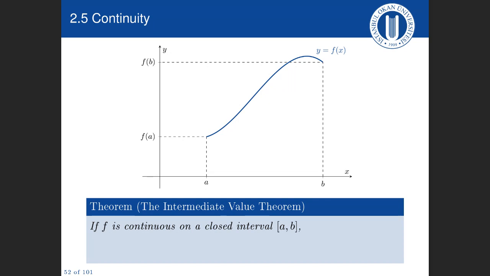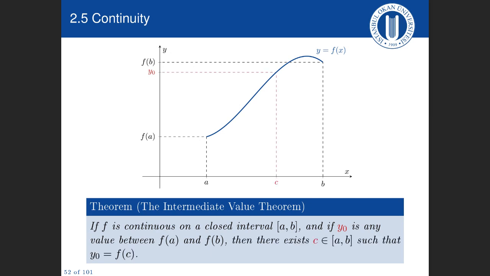And now let's continue. I want to talk about a famous theorem called the intermediate value theorem. First, let's suppose that we have a continuous function defined on a closed interval. Let's suppose that y0 is any number between f of a and f of b. The theorem says then there exists some c between a and b such that f of c is equal to y0.